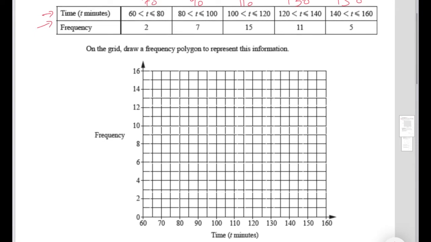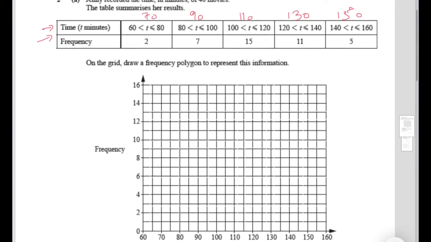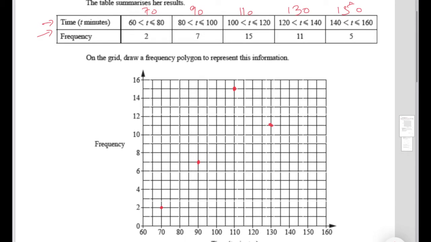Okay, now let's plot these values on the x and y axis on this grid. So for 70, we have 2. So it goes right there. For 90, we have 7, so that goes right there. For 110, we have 15, so that goes right there. For 130, we have 11. And then for 150, we have 5 right here.